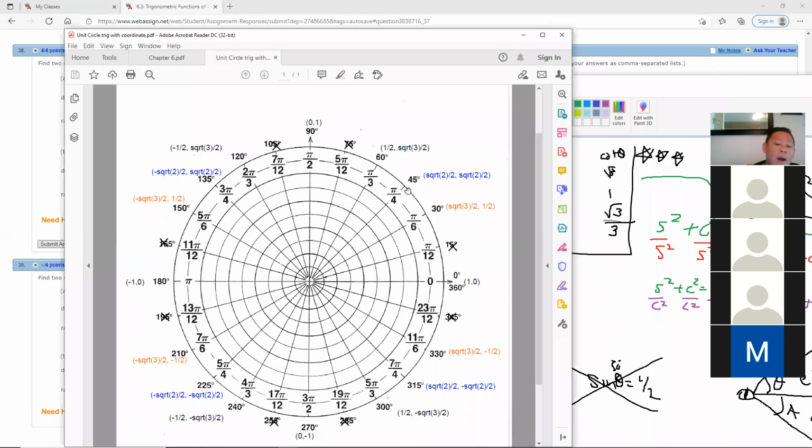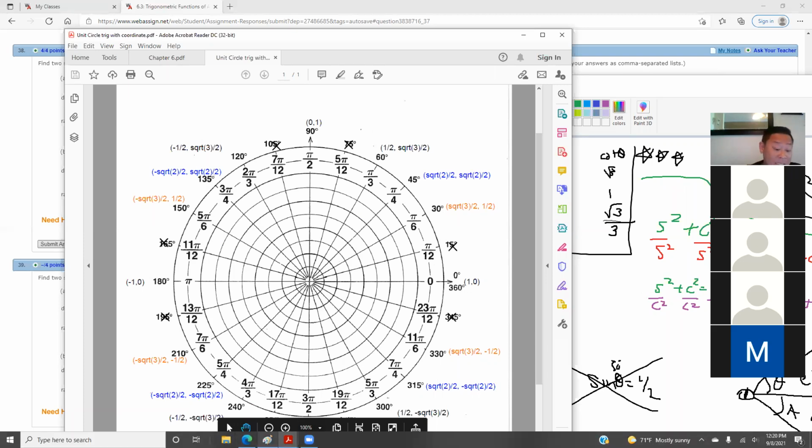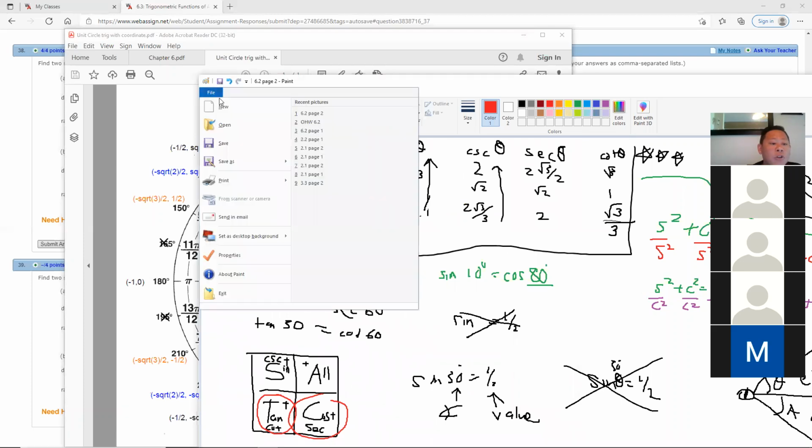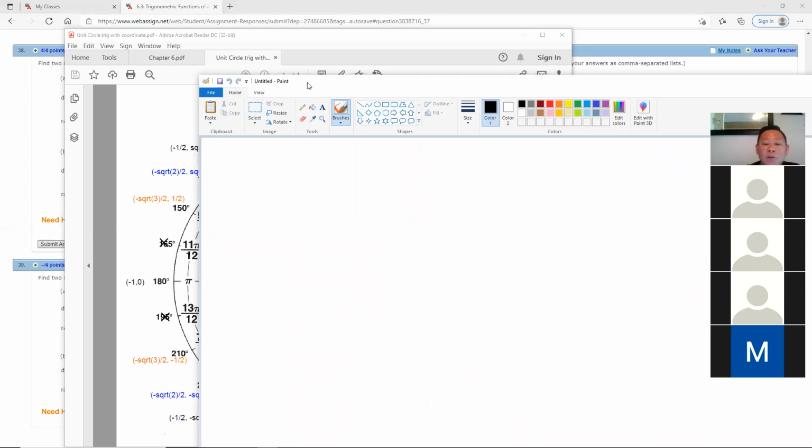Okay, so now I'm going to teach you how to use a unit circle approach here. The first thing is you need to know how to get these coordinates. If you know your first quadrant coordinates, the rest of them is very easy. So this is what we call a unit circle approach.